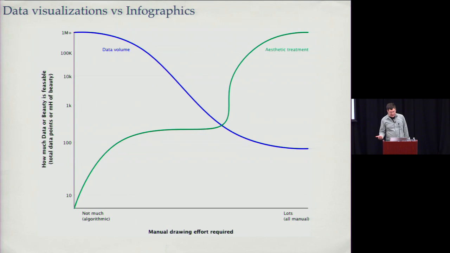So the horizontal axis there is how much effort is required manually in terms of drawing. The vertical axis is volume of either data or volume of beauty, of aesthetic.